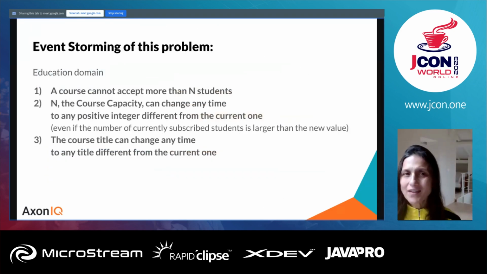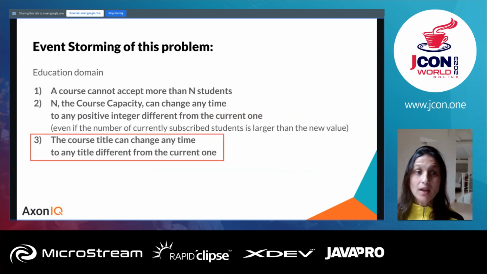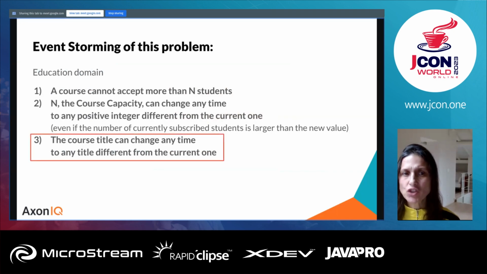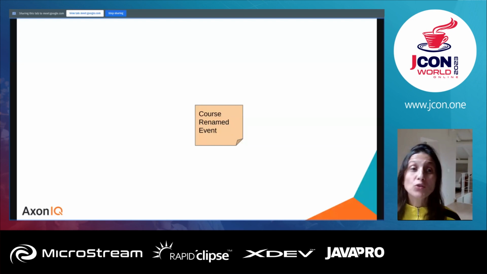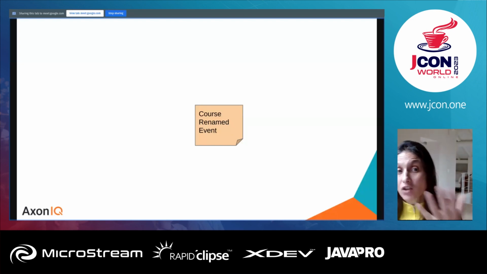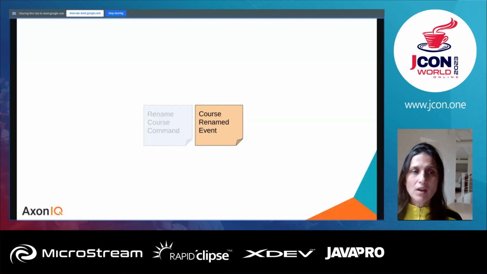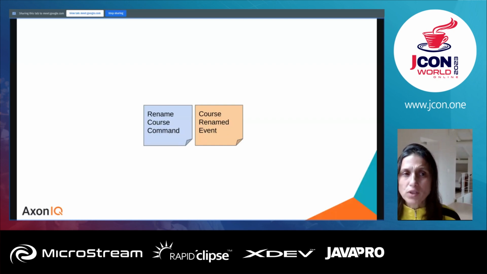So now let's add another business rule, a new business rule. The course title can change anytime to any different title, to any title that is different from the current one. So back to the board. We need to introduce a new event, the course has been renamed, and a new command, of course.